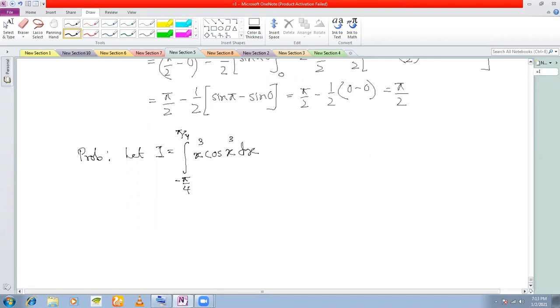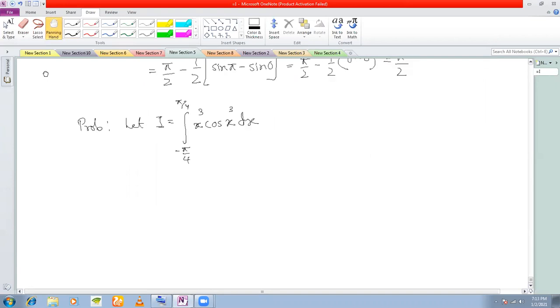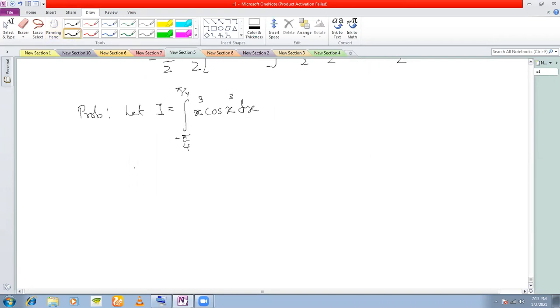Okay, I can see that this is an odd function. Can you see that this is an odd function? Just by seeing, you can say this is an odd function. So I say let f(x) is equal to x cube cos x cube. Let us check whether this is an even or odd function.